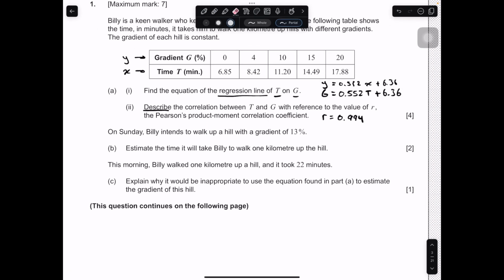Alright. On Sunday, Billy intends to walk up a hill with a gradient of 13%. Question B asks us to estimate the time it will take Billy to walk 1 kilometer up the hill. So we already have an equation linking the gradient and time. Here we have a gradient of 13%, so let's go ahead and just substitute that in. The gradient is already given as a whole number percentage, so let's write 13.